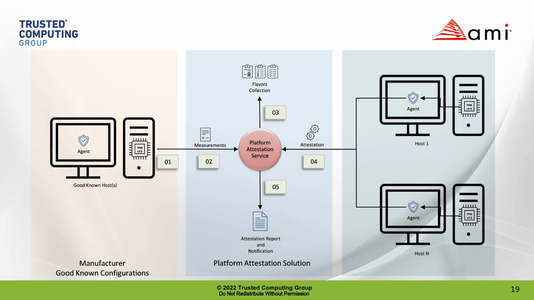Then the platform attestation service installs the agent on the target machine, and the agent collects information from time to time. When there is a request, the agent collects the information and sends it to the platform attestation service as the current measurements. The current measurements are validated against the good known measurements, and the attestation report is produced. That report says whether the host is in a trusted or untrusted state, based on the measurements of the different components. I hope I answered your question.